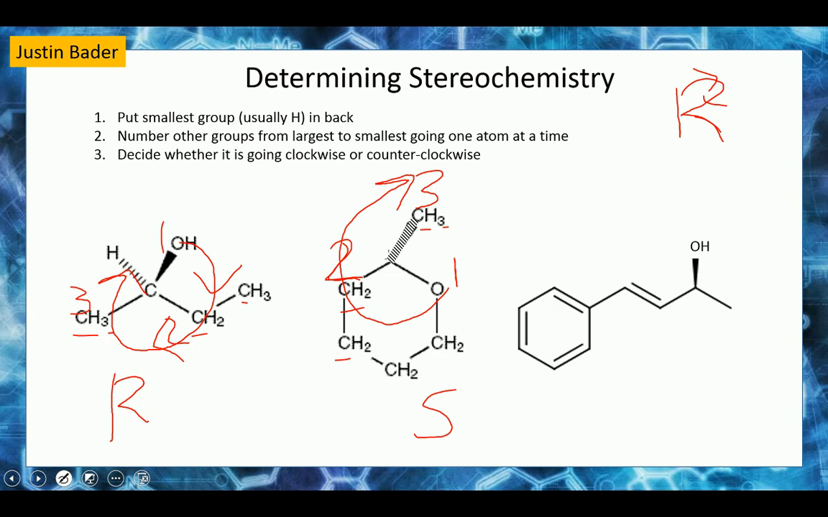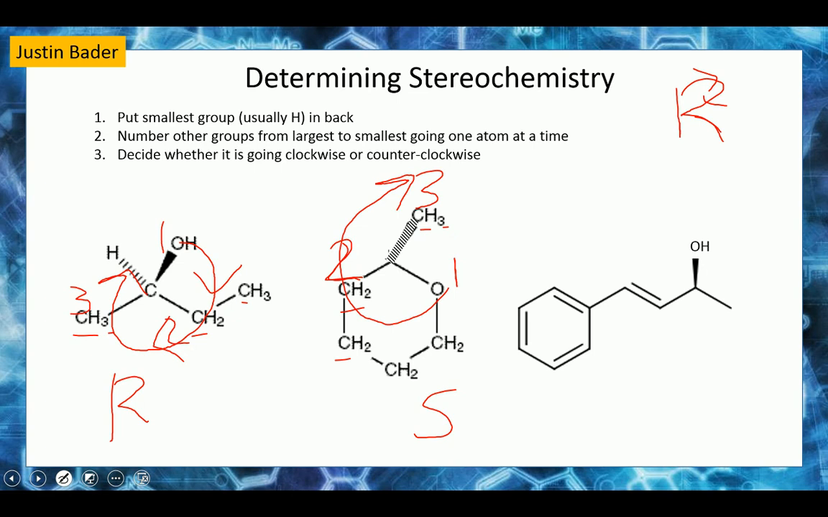Let's do the last example, the far right. Here we have an OH group coming out and 2 other carbon groups. Therefore, since there is no 4th group, that must mean that there's a hydrogen, and it must be going into the page. Therefore, we're all set. We don't have to do any reversal like we did for the second example.